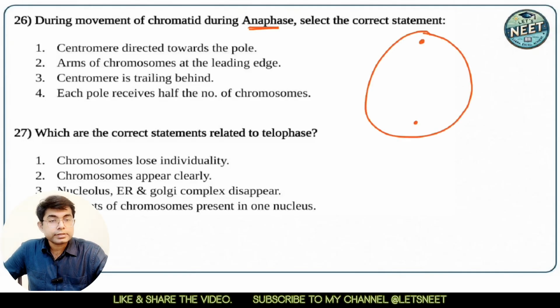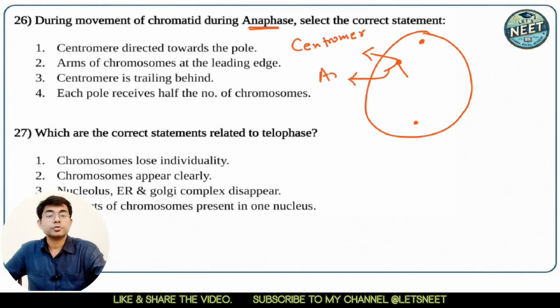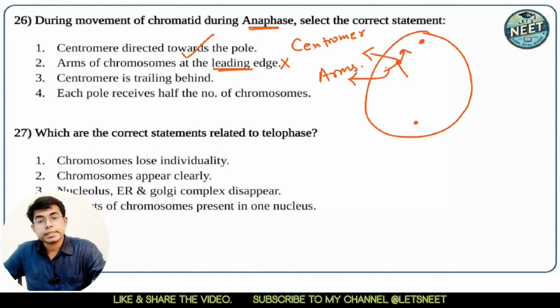Now, in these two poles, when the chromosomes are moving, this part is the centromere, right? And these are the arms. On the basis of centromere and arms, a question is asked here. Centromere is directed toward the pole. As you can see, yes, it is directed toward the pole. Arms of the chromosome are at the leading edge. See, are the arms leading or lagging? They are not leading, they are lagging. So it is wrong. Centromere is trailing behind. See, centromere is leading, no?